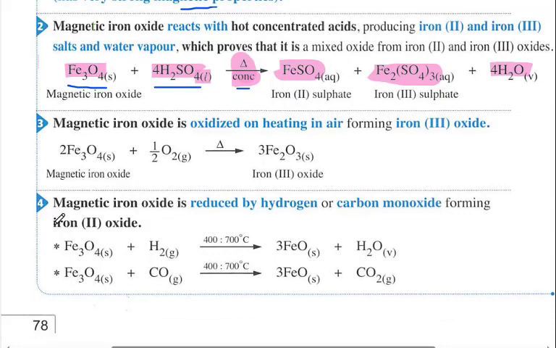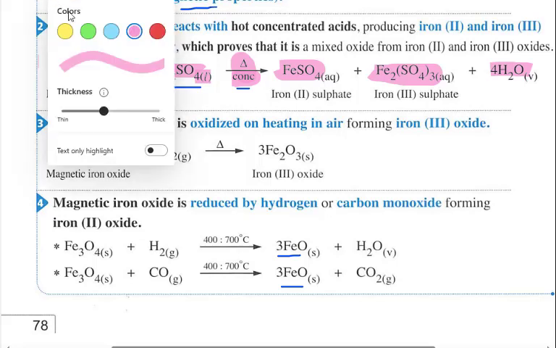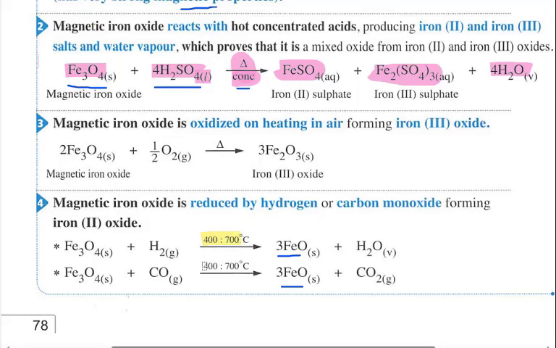So here magnetic iron oxide can be reduced to ferrous, or iron 2 oxide. How can we make this? We have to memorize that from 400 to 700 we can reduce either ferric oxide or magnetic iron oxide, both of them, by using one of the reducing agents like hydrogen or carbon monoxide. And as the temperature here is from 400 to 700, all oxides will produce ferrous oxide.